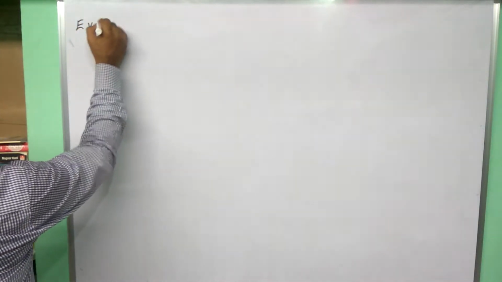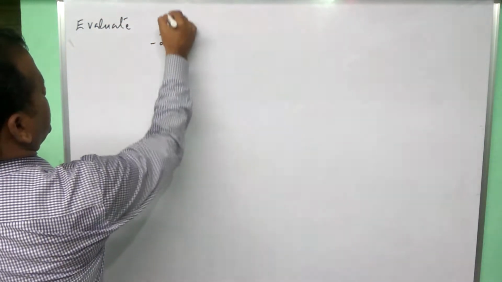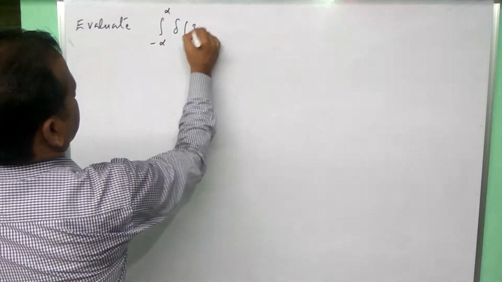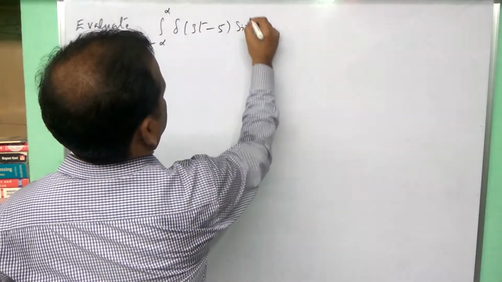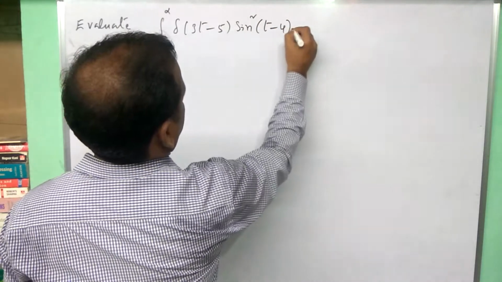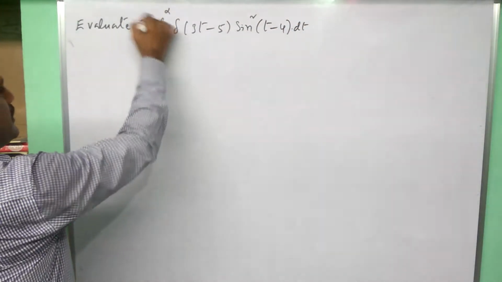Let us see here, based on the properties of the impulse function, evaluate the integral from minus infinity to plus infinity of del of 3t minus 5 multiplied by sine square t minus 4 dt. Evaluate this integral. That is one problem.